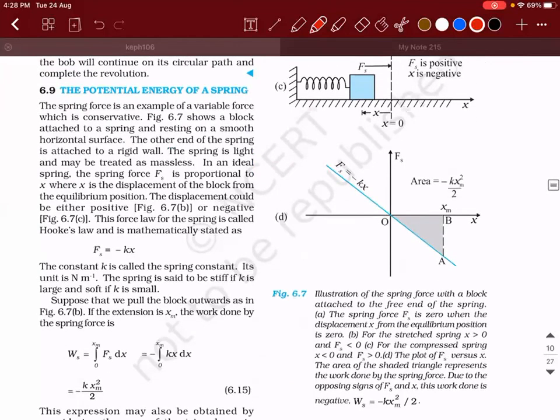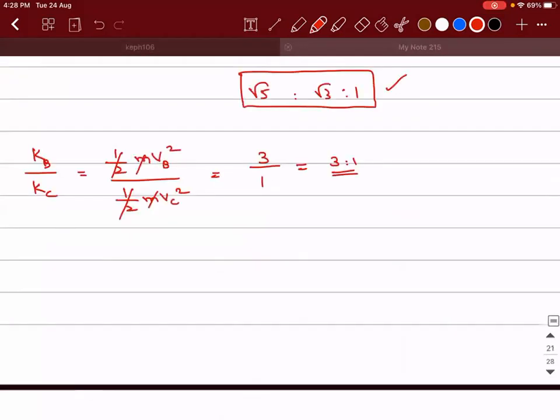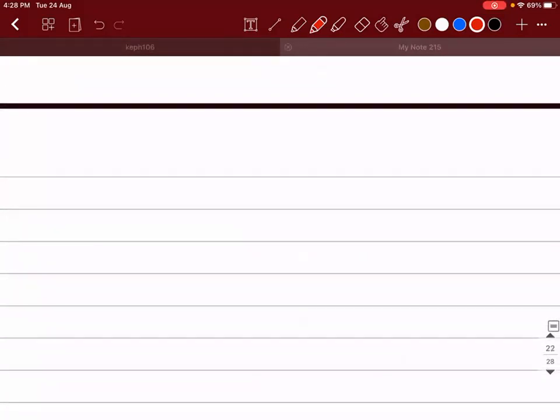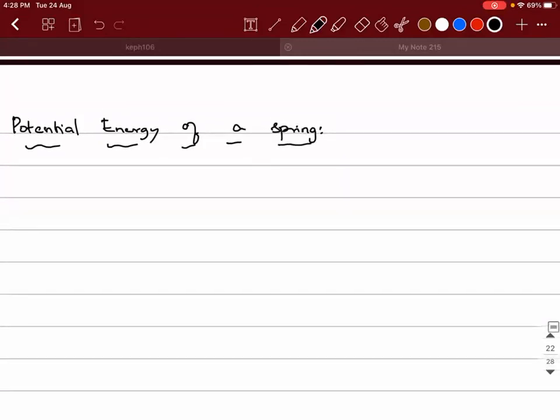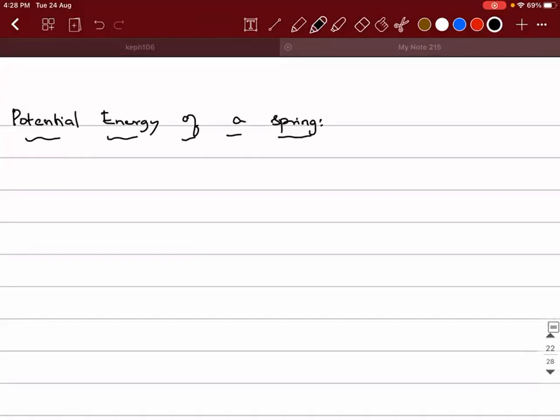Okay. The next concept that we are going to see is the potential energy of a spring. So how to find the potential energy of a spring? Let's see. So you know how a spring works, right?